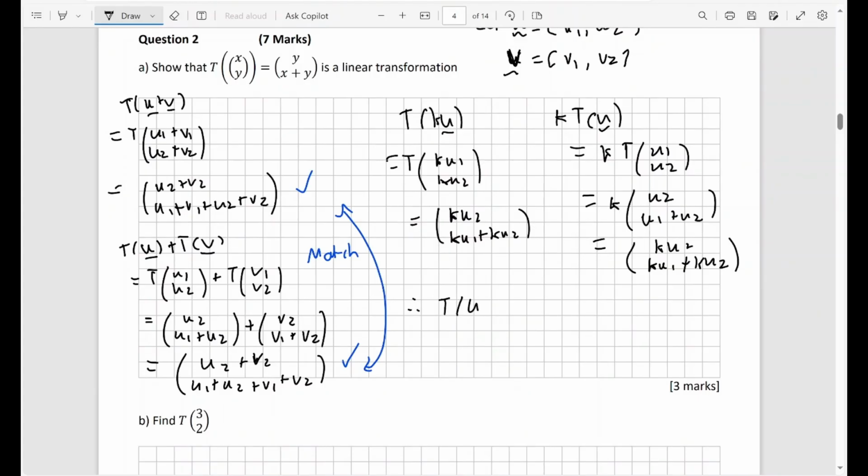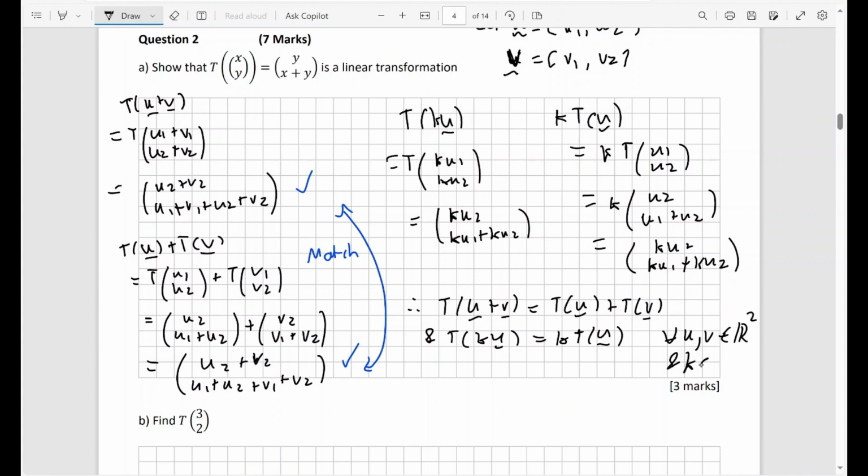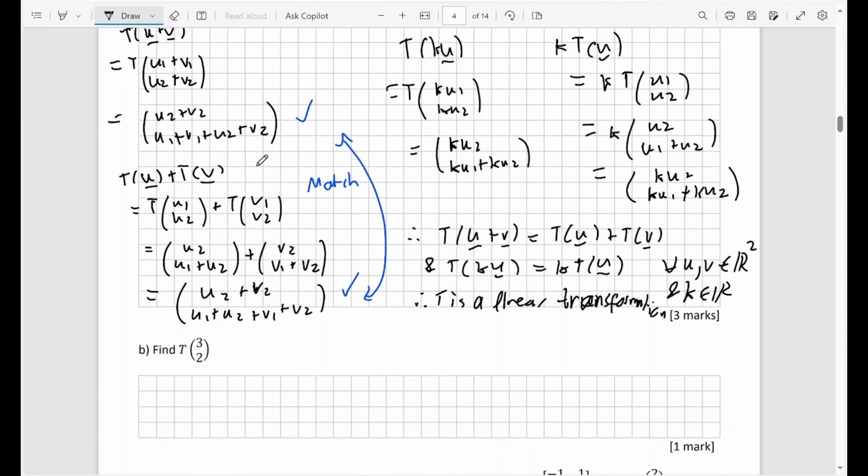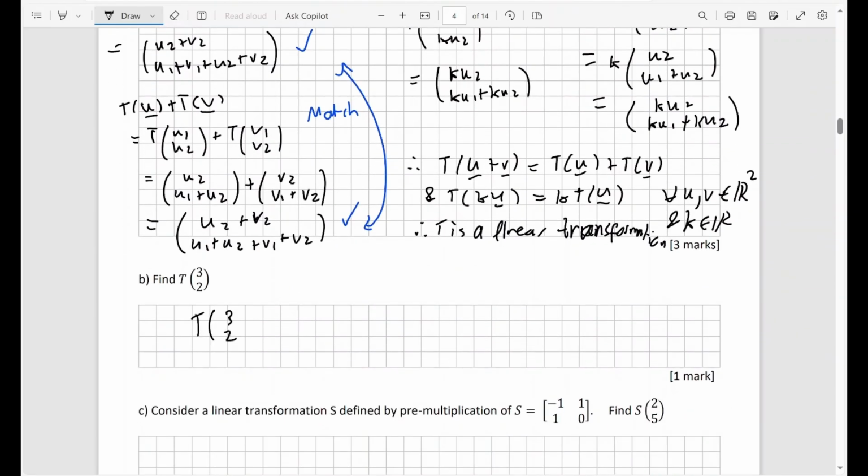Therefore, T of u plus v is T of u plus T of v, and T of ku equals k of Tu for all vectors u and v in R2 and k in R. Therefore, T is a linear transformation. Beautiful. Find T(3, 2). So T(3, 2) would move the 2 up the top, and you get 3 plus 2 down the bottom.